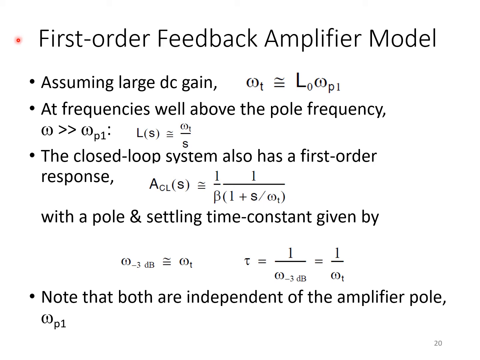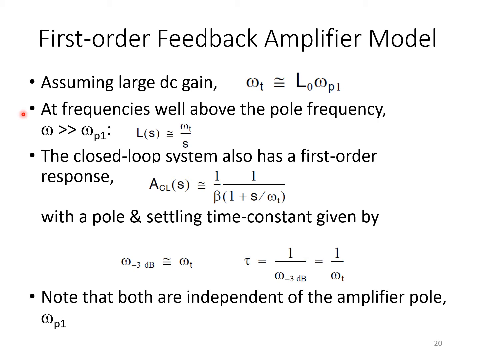So what else do we know about a feedback amplifier with a first order model? Well, if we assume that the loop L has a large DC gain, L0 is large, then the unity gain frequency is very well approximated by just the gain bandwidth product. So omega p1 was the 3 dB bandwidth of L, L0 is its DC gain, but the unity gain frequency, the point at which L drops to 0 dB, is just the product of these two, also called the gain bandwidth product.